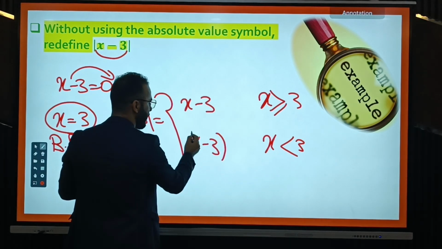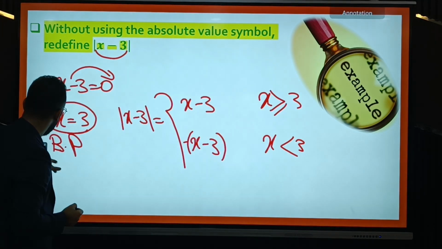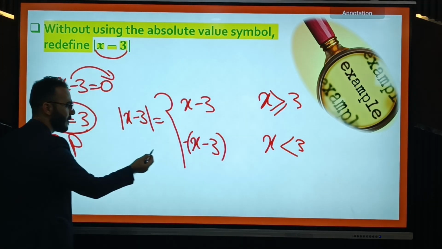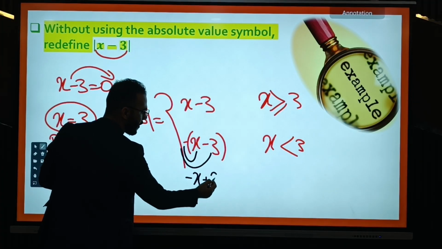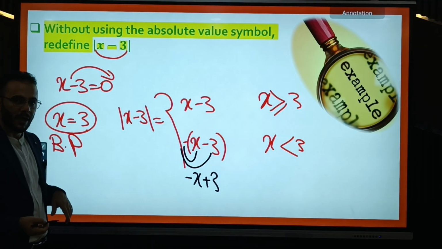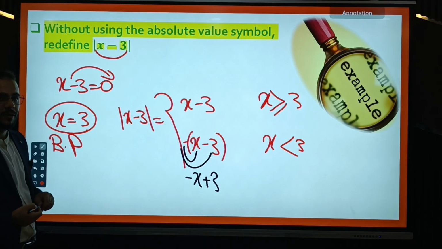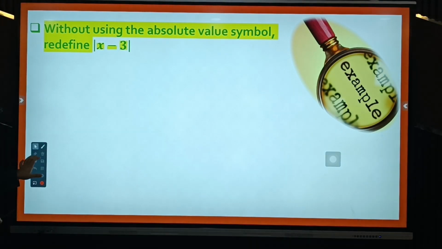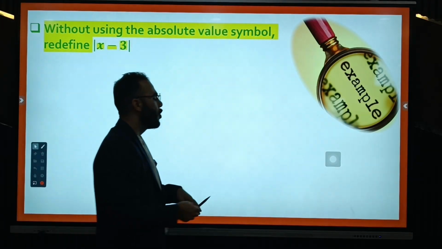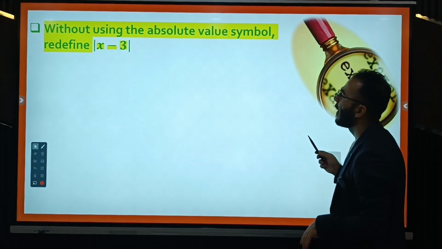X minus 3, with a negative in front of it. Again, you may just multiply that negative by each term inside, so it's going to become negative x plus 3. Okay? This is how we are going to redefine a function. And I hope that it is understandable till now. So let's see what we have next.